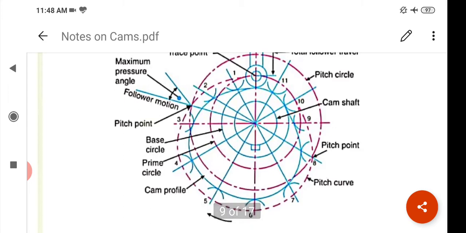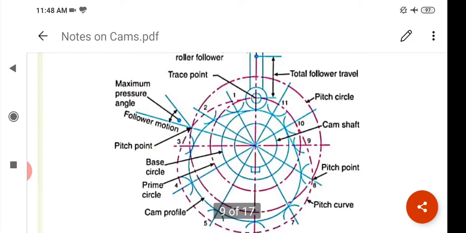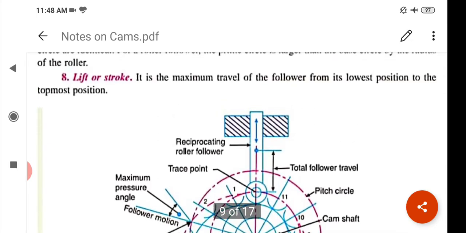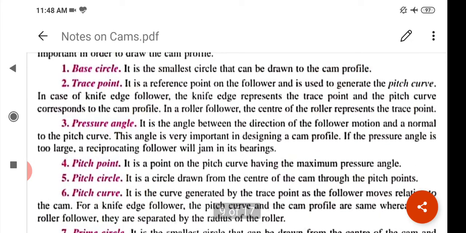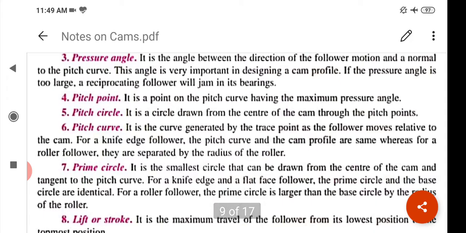It traces your prime circle. Now what is this prime circle? As it is, this trace point traces your pitch curve. Now what is this pitch curve? It is the curve generated by the trace point as the follower moves relative to the cam.